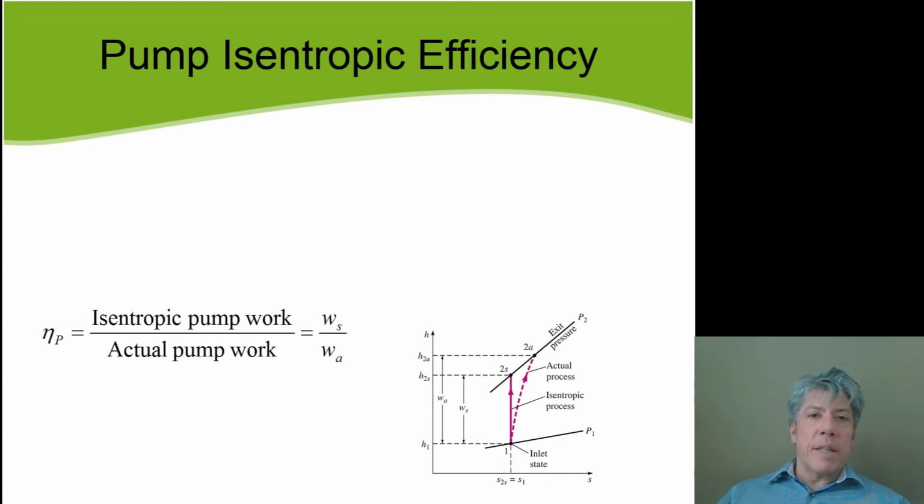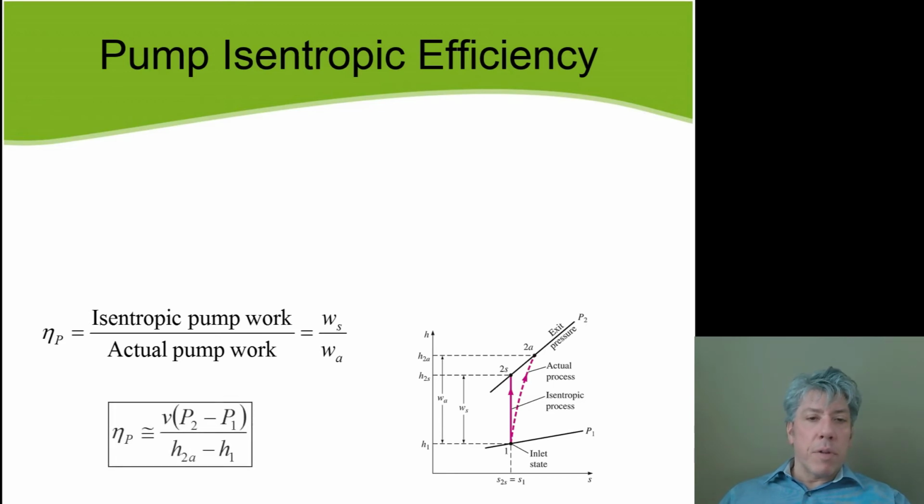And so we can talk about the isentropic pump work as the work that we should have to put into the pump over the actual work that we have to put in, because the actual work we have to put in will be greater than the amount of work we should have to put in, because some of the energy goes into thermal energy in the exiting stream rather than just into flow energy.